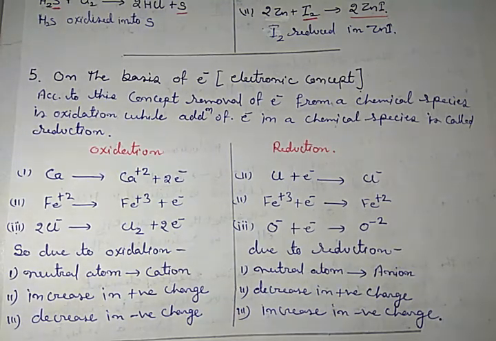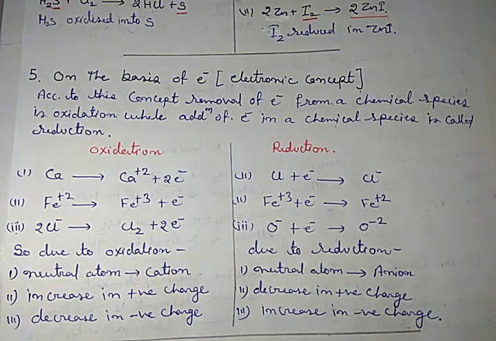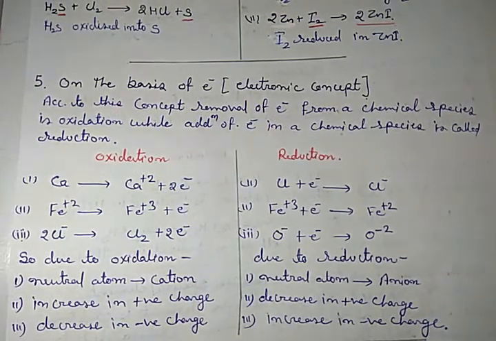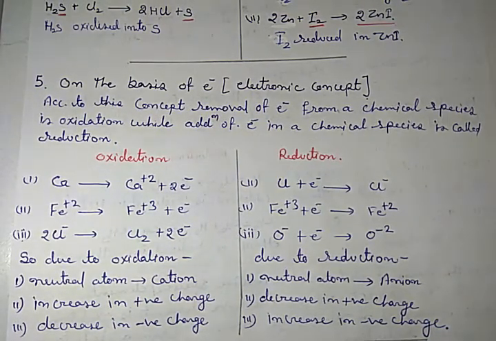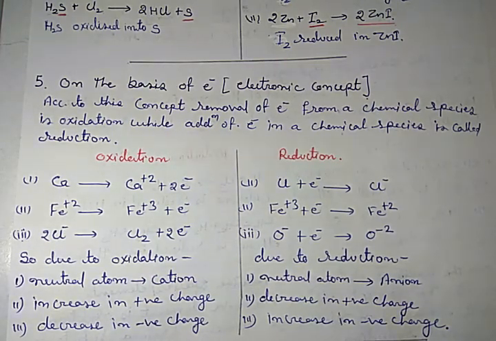How are you? In the previous class, we were discussing oxidation and reduction. In that class, we discussed the four bases of oxidation and reduction. That was on the basis of oxygen, on the basis of hydrogen, on the basis of electronegative element, on the basis of electropositive element. Let me remind you of that.